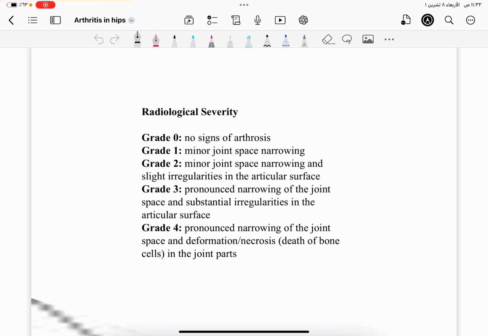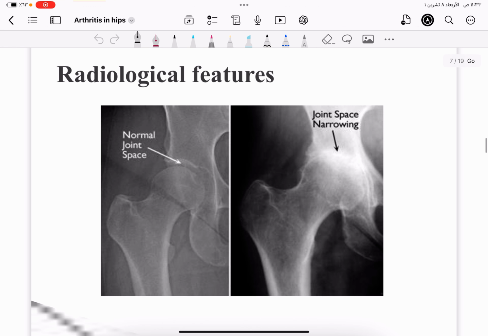Then you've got the more advanced stage, the start of deformity of the joint, the necrosis, the sclerosis, the osteophyte formation, because you start getting death of the cells under the pressure, and new bone forms trying to do a healing. And that's what you get.